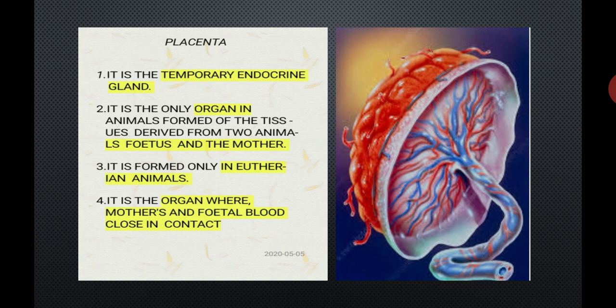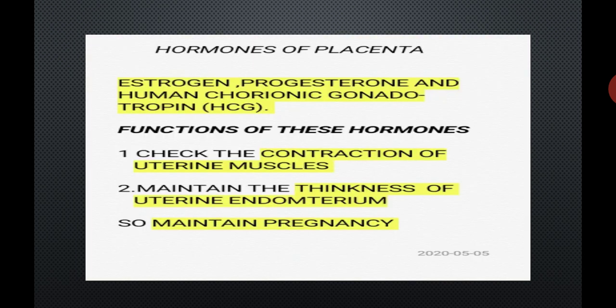Let's see the functions of these hormones of the placenta. As I said, placenta secretes three hormones. One is estrogen, the second one is progesterone, the third one is HCG. Students, the full form of HCG: H stands for human, C for chorionic and G for gonadotropin. The functions of these hormones are as follows.